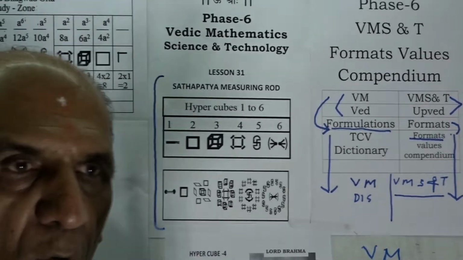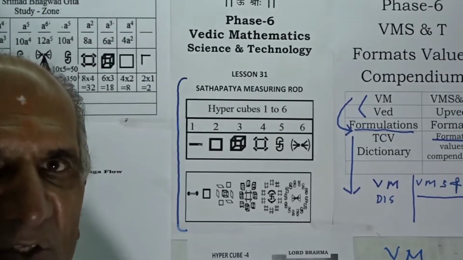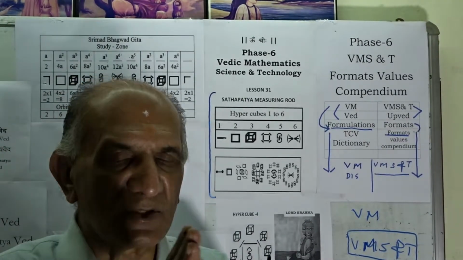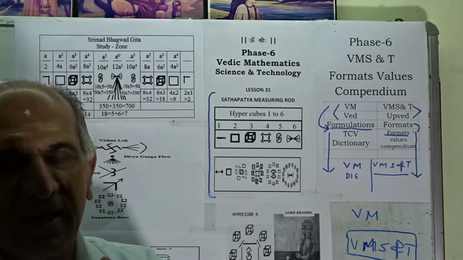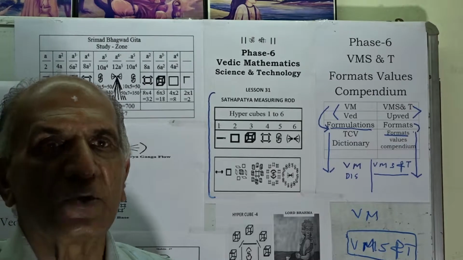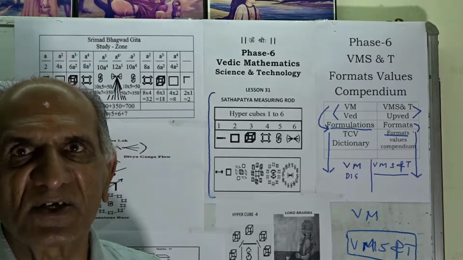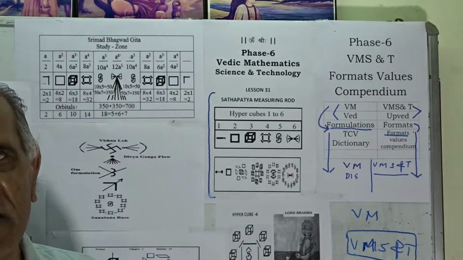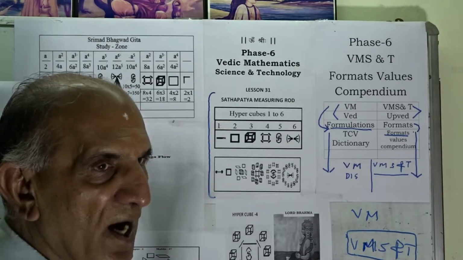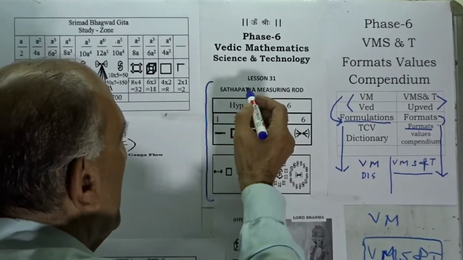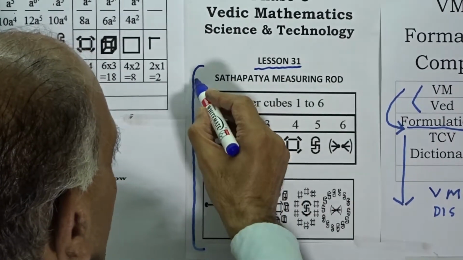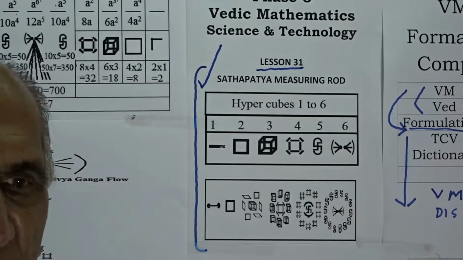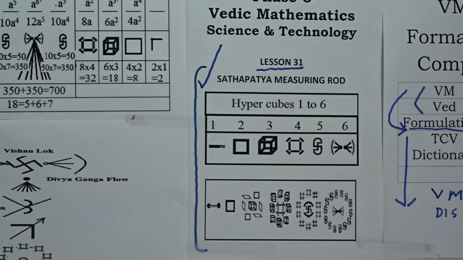Today, along with the formats values compendium, one shall open a new notebook in which it shall be mentioned that we are being exposed to the discipline of Vedic mathematics, science and technology. Our exposure now is going to be upon Vedic Mathematics, Science and Technology, and the first lesson of this discipline is lesson 31, and it is designated as Sthapatya Miring Rod.